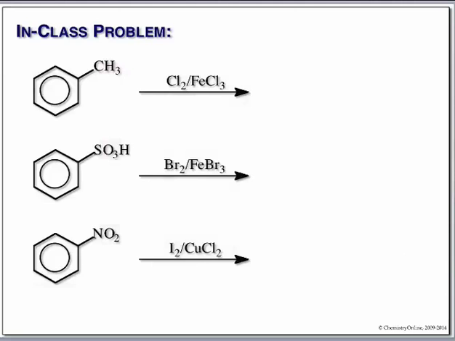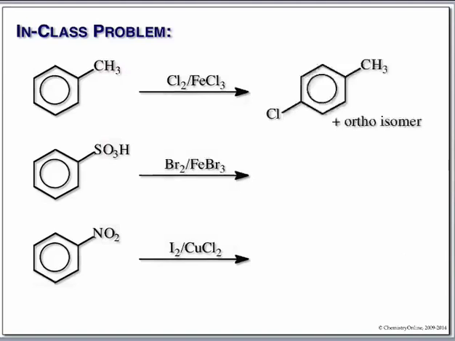All alkyl groups are electron releasing. The process is referred to as hyperconjugation. Basically, you're going to increase the electron density ortho and para to the alkyl group. In the presence of chlorine, iron 3 chloride, we would make the simple para isomer. This is chlorotoluene. We also get ortho isomers too.